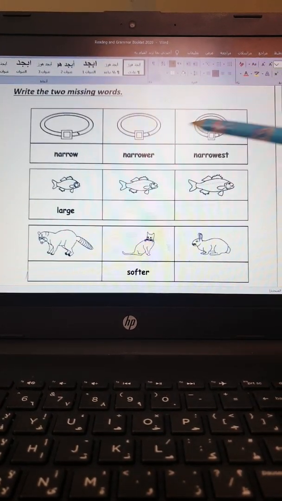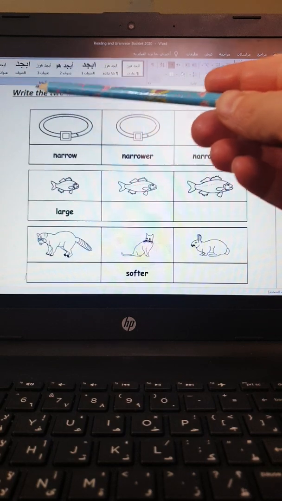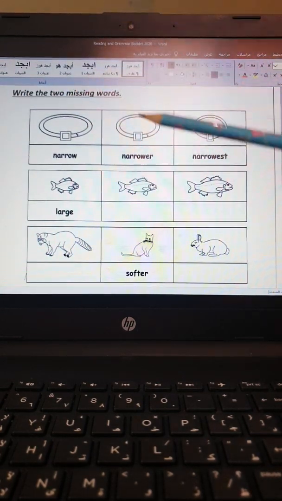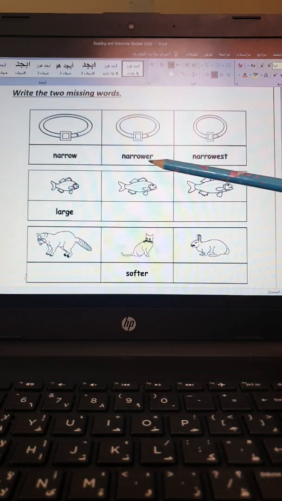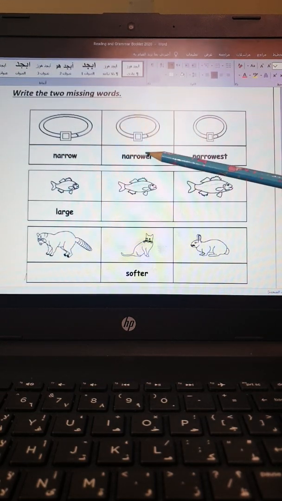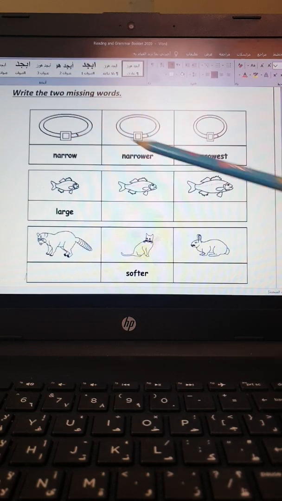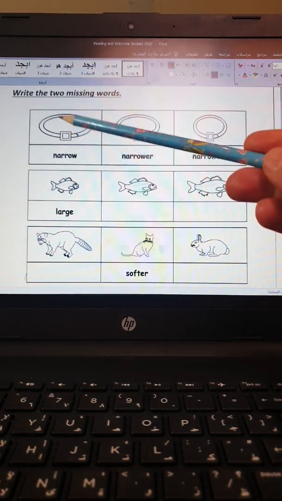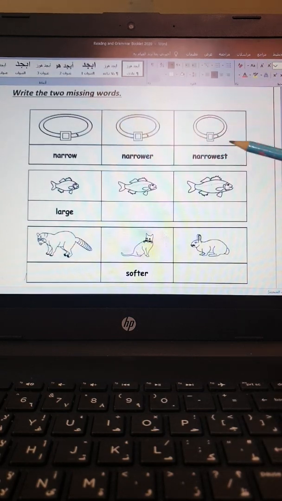Here we have this exercise. Write the two missing words. We have narrow, narrower. So don't forget, here we are comparing between two. Narrowest, here we are comparing between three. So this one is narrow, narrower, narrowest.